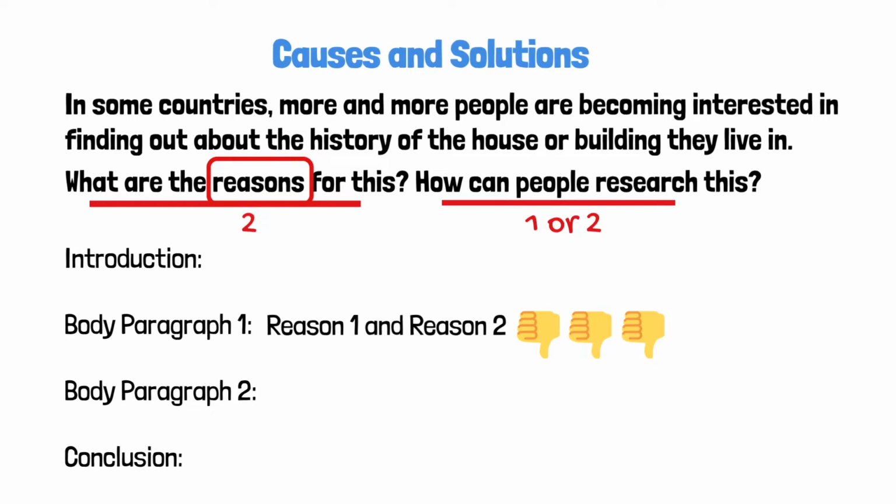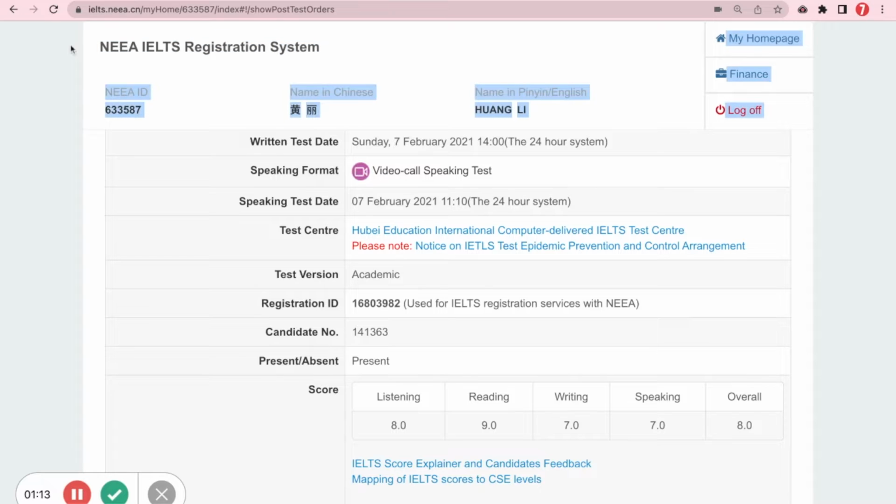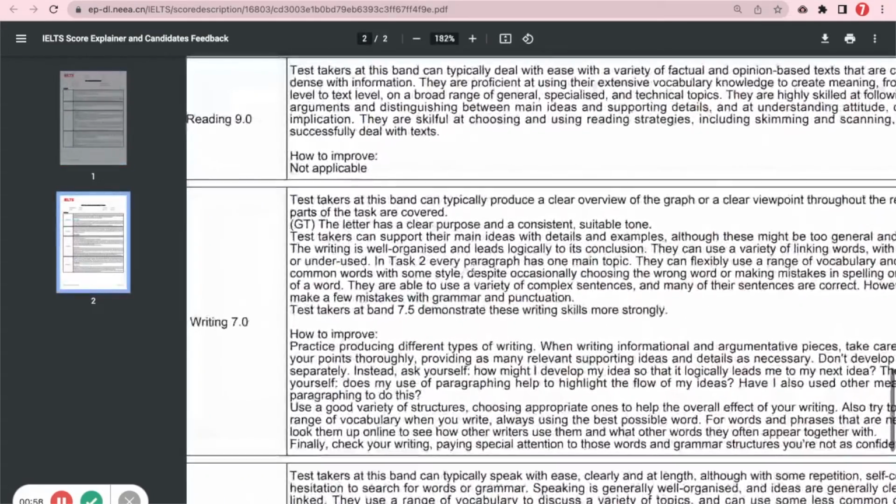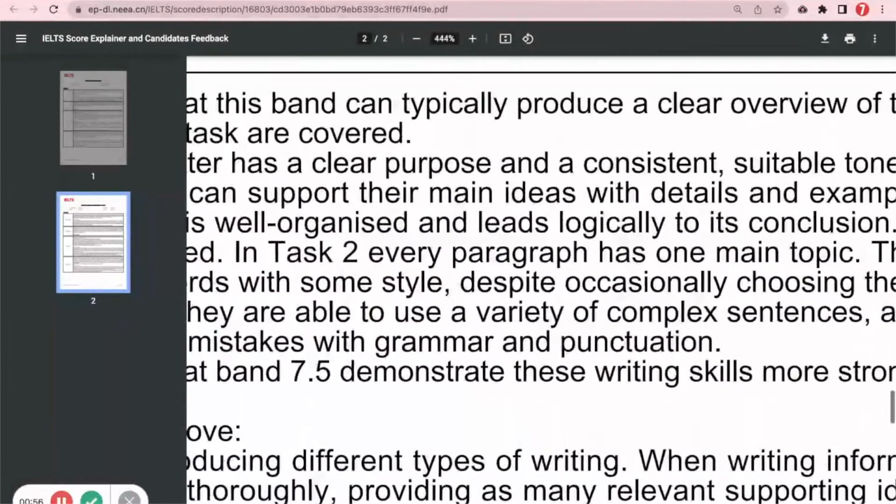Let me explain why. Now, we are looking at my British Council IELTS account. This is the test results page. I took the test many times. They all expired except this one. As you can see, they actually give you a score explainer that tells you why you got the scores you got. The score explainer says one of the reasons I got a 7 in the writing test is that in task 2, every paragraph has one main topic.